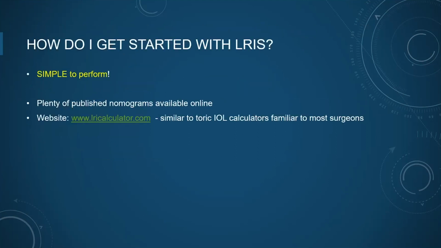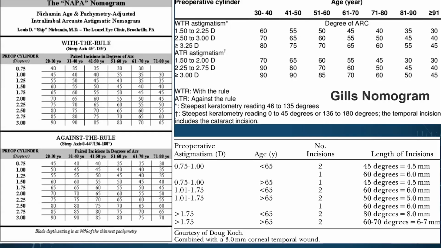Well, again, they're very simple to perform. There's plenty of published nomograms available online. I'll show some of those on the next slide. There's also a website called LRIcalculator.com, and this is very similar to toric IOL calculators familiar to most surgeons. You can go there and put in information such as the preoperative Ks and where you're going to make your incision, and then you hit calculate, and it will tell you where to make your LRI incisions. It gives you a nice little printout that you can bring with you to the operating room, just like many surgeons do for toric IOLs.